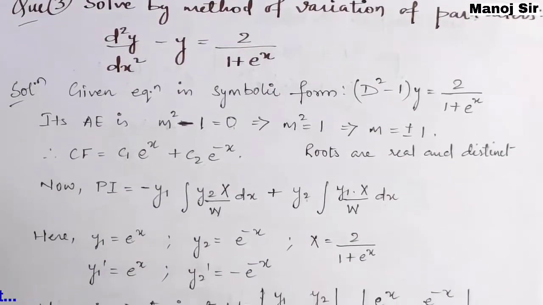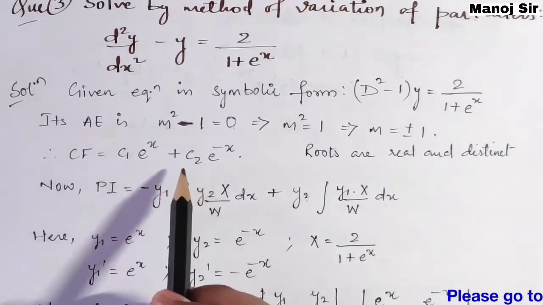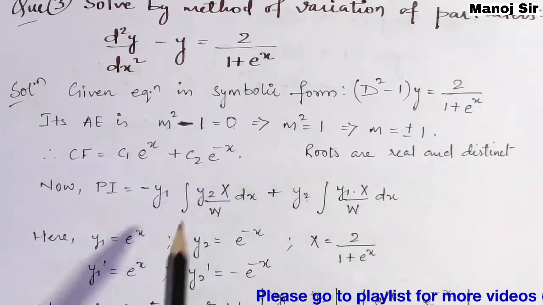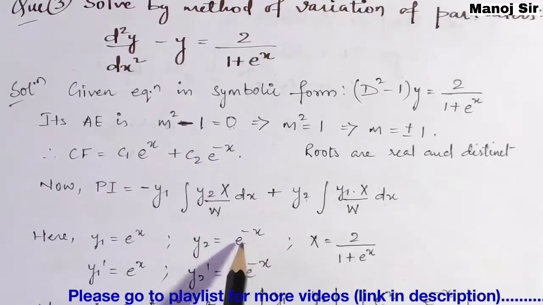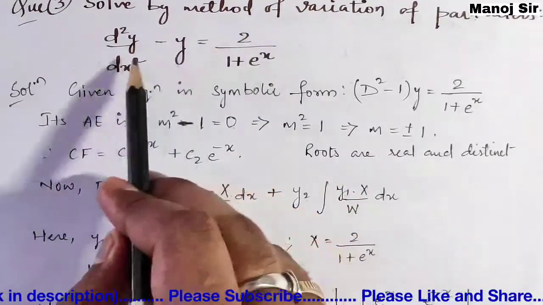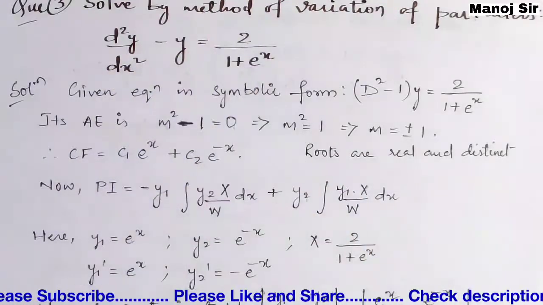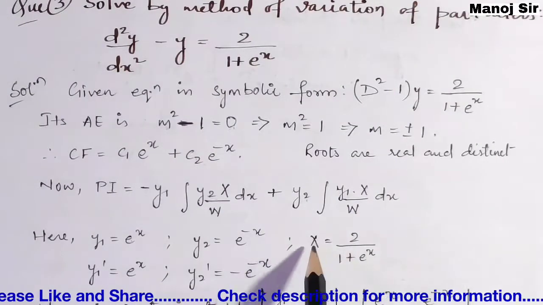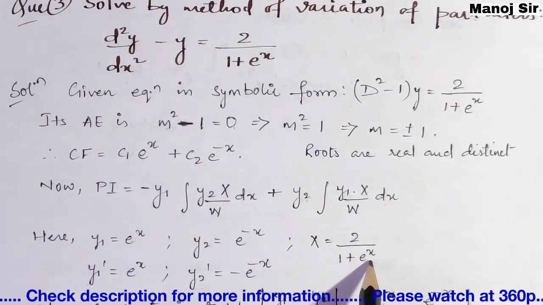Again, what is y2? Y2 is the coefficient of C2, that is e to the power minus x. So y2 equals e to the power minus x. What is capital X? Capital X is the RHS part of the question, that is 2 upon 1 plus e to the power x, which is a function of x. So capital X equals 2 upon 1 plus e to the power x.